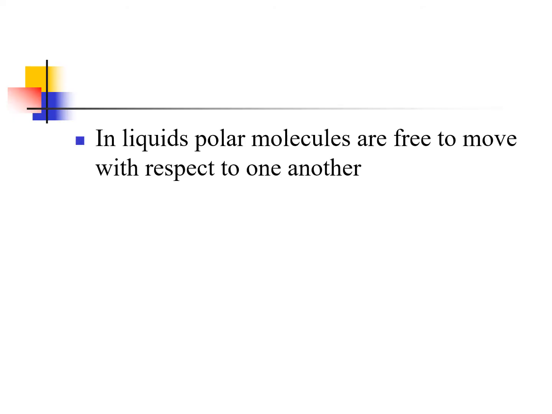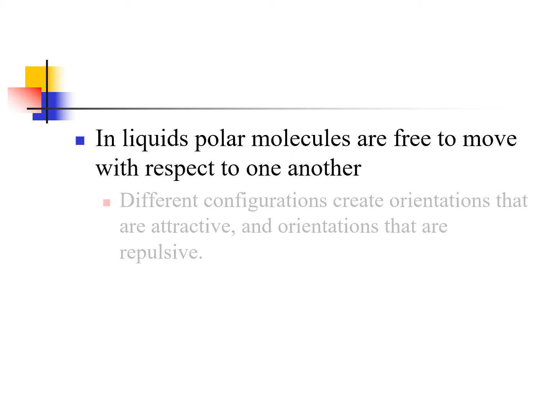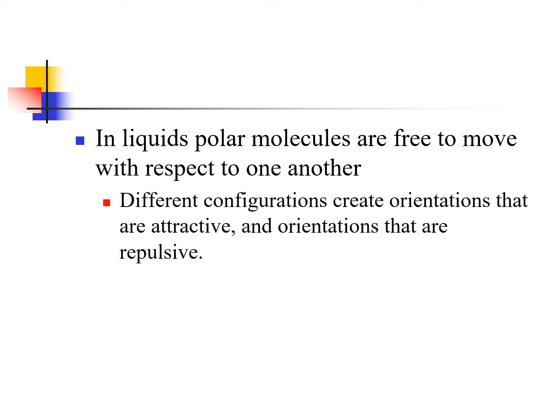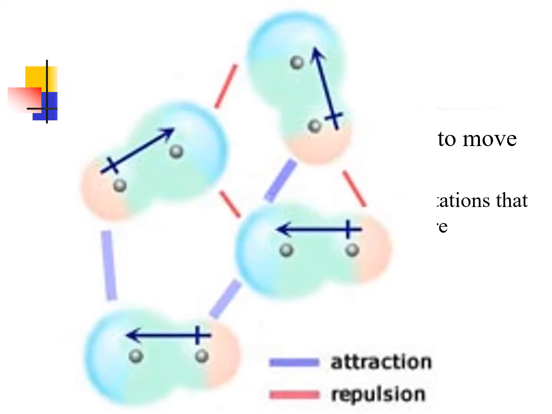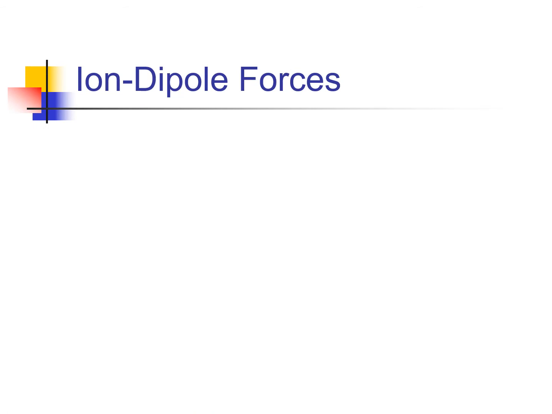Now again, in a liquid, these polar molecules are free to move, and so they will again naturally align themselves. They will naturally configure themselves to create those attractive pieces and to minimize orientations that are repulsive. So we can see here, again, they will naturally align themselves to maximize attraction forces. This is what happens. So again, to have a dipole-dipole force, you have to have a polar molecule. That's the rule.